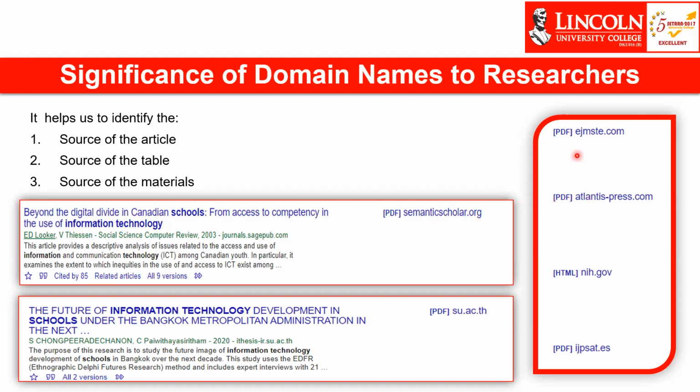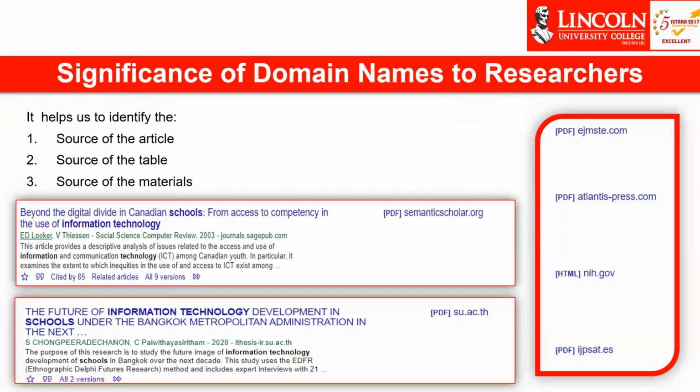Whenever you see, you may see some as .com. Okay, that means that particular entity is a commercial entity, a business entity. Atlantis-press.com, another business or commercial. NIH.gov, this is a governmental entity or agency. And .es may be a state, can be a company, depending on what .es really means. So depending on the domain, this domain tells us actually the source of whatever material the search engine has returned to us. Okay.